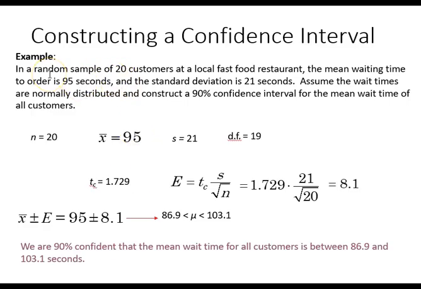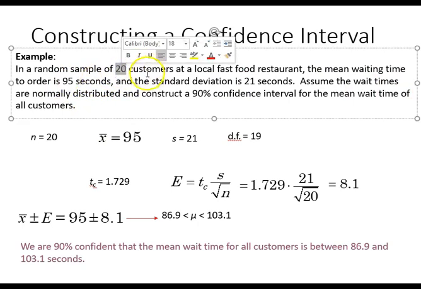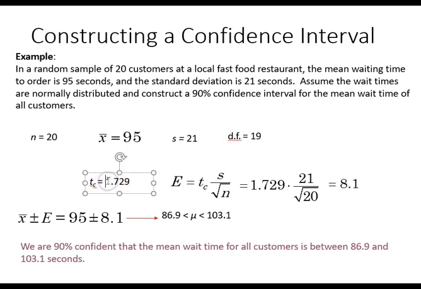So here's an example where we're going to take a random sample of 20 customers from a fast food restaurant. Look at the mean wait time of 95 seconds with a standard deviation of 21. And we're going to assume that this is normally distributed and build a 90% confidence interval for the wait time of all customers. So we know n is 20. That's the number in our sample, which will give us 19 degrees of freedom. We know that the mean is 95 seconds with a standard deviation of 21. And since we're doing a 90% confidence interval, if we look at our table for 19 degrees of freedom, we come to 1.729 for our t value.